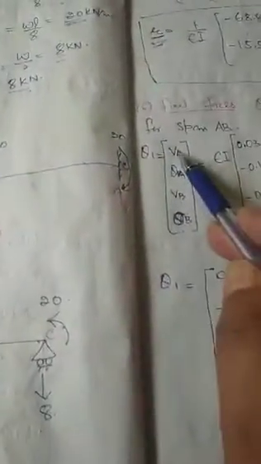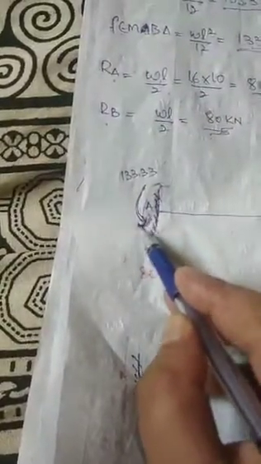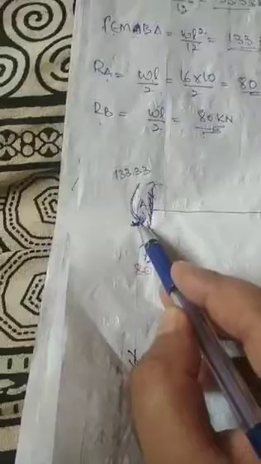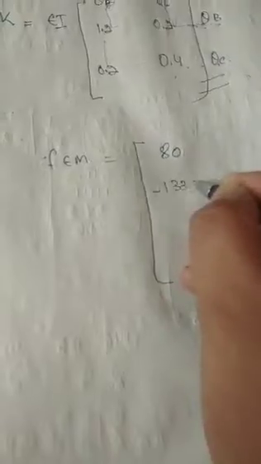So this is portion AB. I will show you the FEM. Here, for fixed end moments, first you have to write the reaction, because we are taking reaction first, then moment, reaction, moment. So here it will be 80. It is clockwise direction, so it will be 80. Then here it is anti-clockwise, so we have to take a negative value. It is 133.33, so it will be minus 133.33 for this portion.